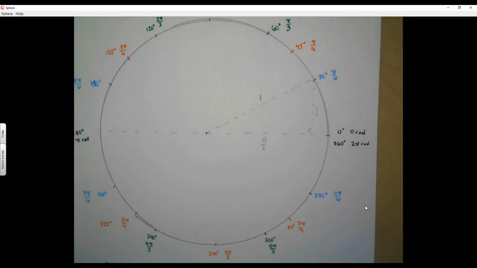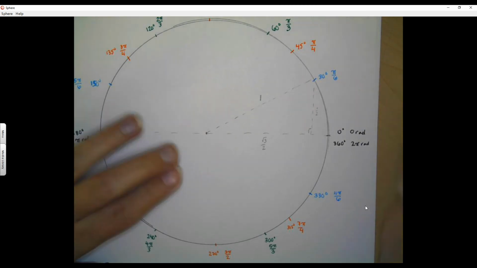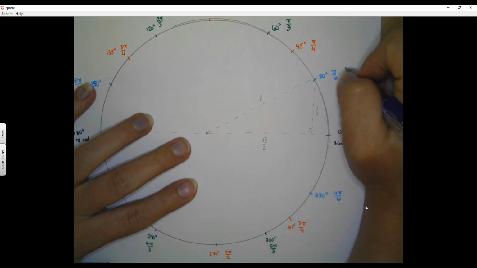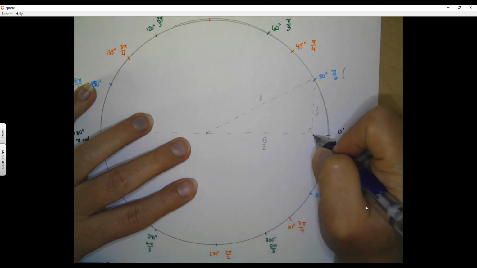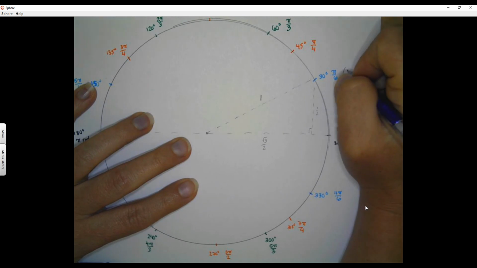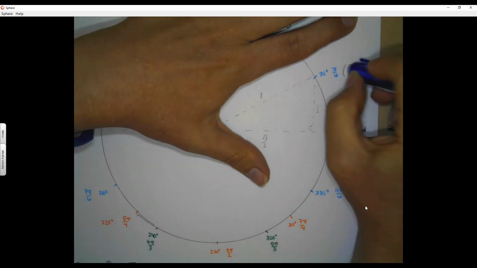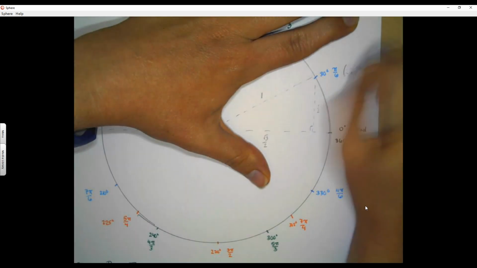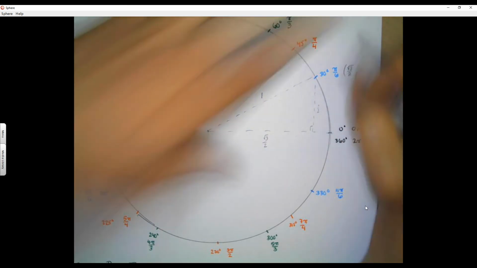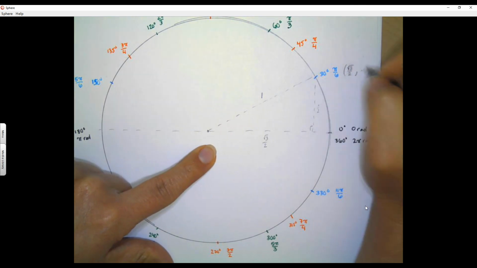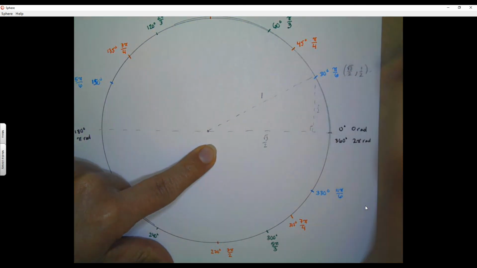Now, if we think about this as a graph, because that's really what we're working towards, is graphing this, if I was to write the coordinates of this point right here, my x coordinate, how far I went in the x direction, is square root 3 over 2. I feel like it's hard to see that that's a 3. Luckily, I was using a pencil. And my y coordinate here would be 1/2.